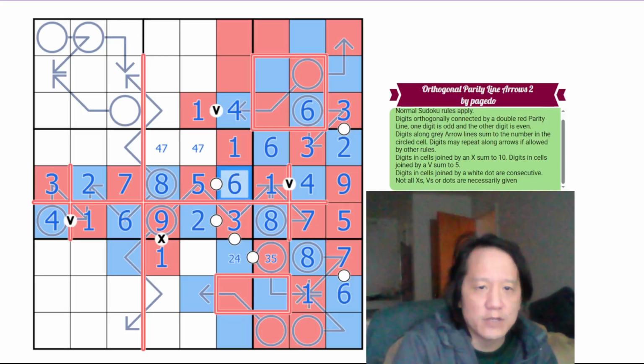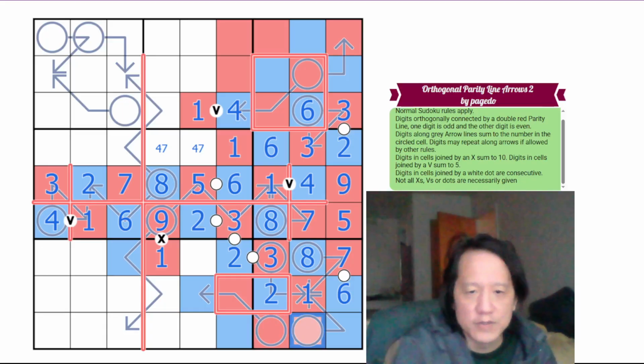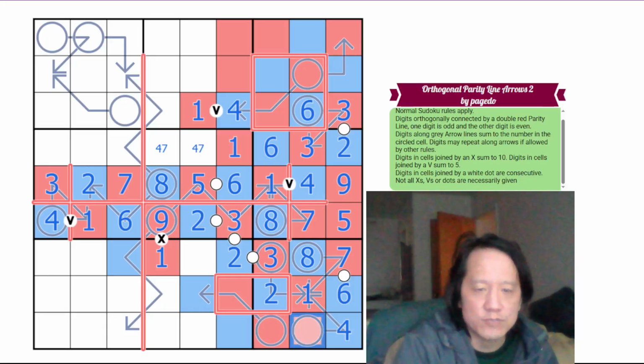The remaining digits in the central box are 4 and 7. 4 here eliminates 4 here. So this is 2, which is only consecutive with 3 out of 3 or 5. So this must be 1 and 2 adding up to 3 here. This has to be 5 or 9. This even digit can only be 4, so this is 1 and 4 adding up to 5, which makes this 9.